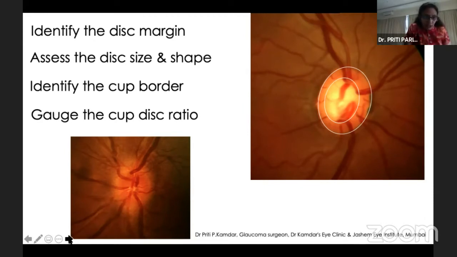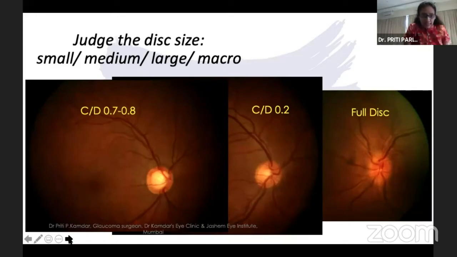Remember, cup disc ratio is just one method of describing the disc and in isolation means nothing. Judge the disc size. Irrespective of the disc size, 1 million neurons will pass through the optic nerve, and hence a larger disc will have a larger cup and hence a larger cup disc ratio. If you see here, this is a large disc with CD 0.7 to 0.8, and here it is 0.2 and here it is a full disc.